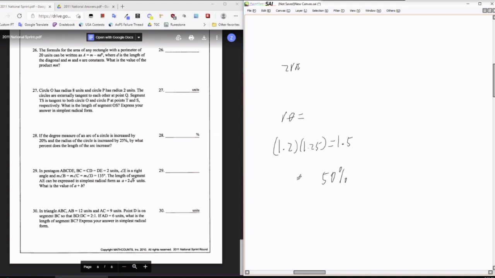Okay. So let's look at number 29. In pentagon ABCDE, BC equals CD equals DE equals 2 units.